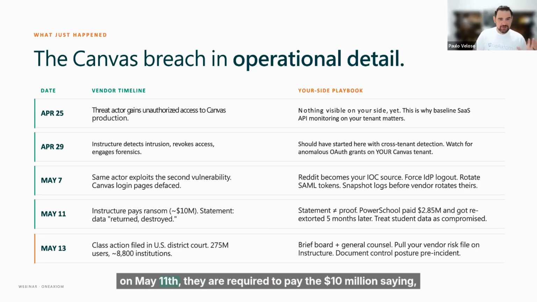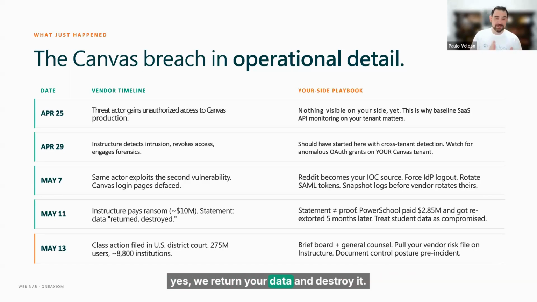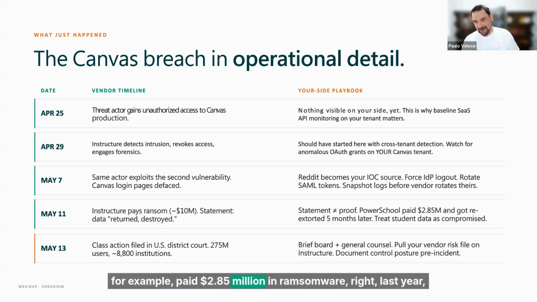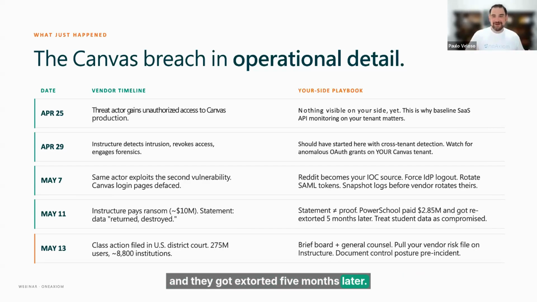And of course, on May 11, they were required to pay the $10 million, saying, yes, we returned your data and destroyed it. But on your side, a statement is not proof. PowerSchool, for example, paid a $2.85 million ransom last year, and they got extorted 5 months later. They tracked student data as compromised ones, and PowerSchool needed to pay again. So we want to make sure that a statement is not proof. Make sure you have the proof that your data is safe before moving forward.